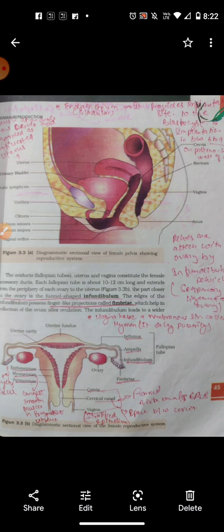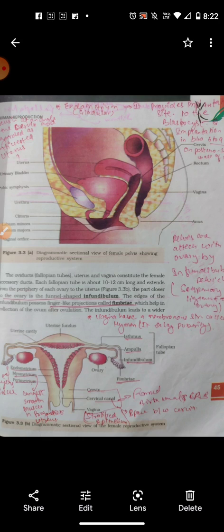The uterus measures about 8 cm in length, 5 cm in breadth, and 2 cm in thickness respectively. It consists of a body called corpus, a narrow uterine cavity, and the lower very narrow cylindrical structure called cervix, and the cavity of the cervix is called the cervical canal.